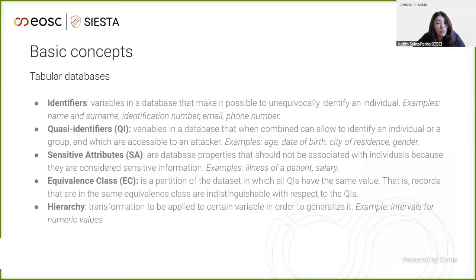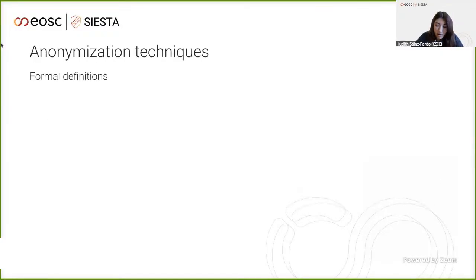And in order to anonymize the data, we need to define different hierarchies. The hierarchies are the transformations that we apply to a certain column of our data set in order to generalize it. We can think, for example, of the age and how we can generalize it. We can define different intervals of length 5, 10, whatever, and we will be defining different levels of hierarchies. And this concerns the basic concepts of our tabular dataset.